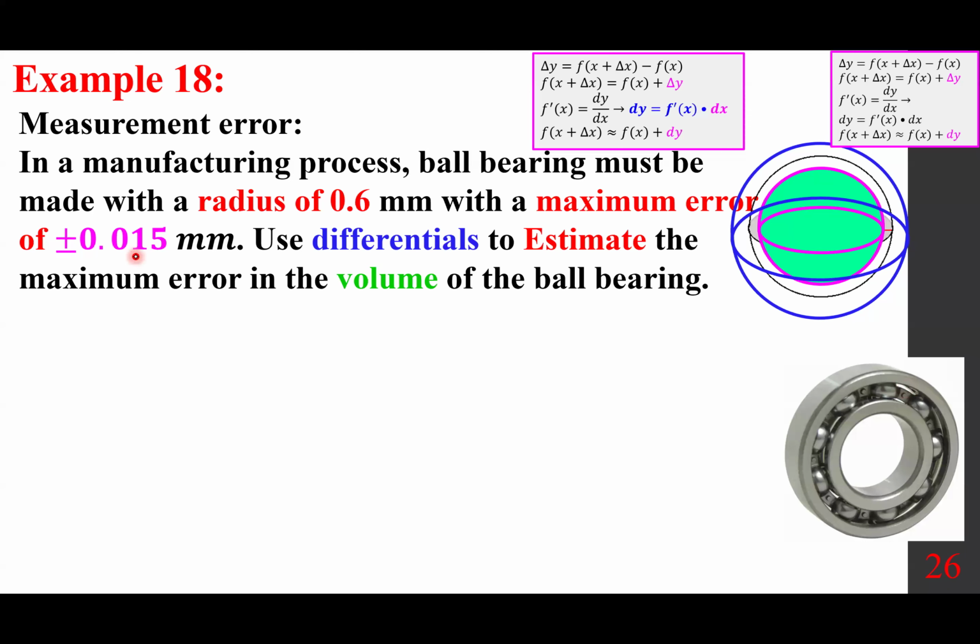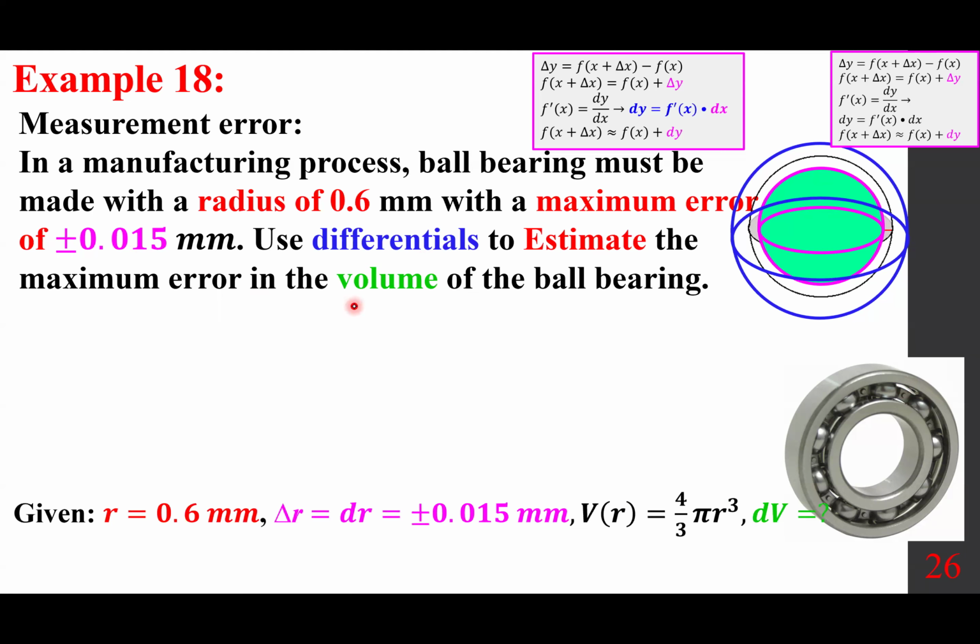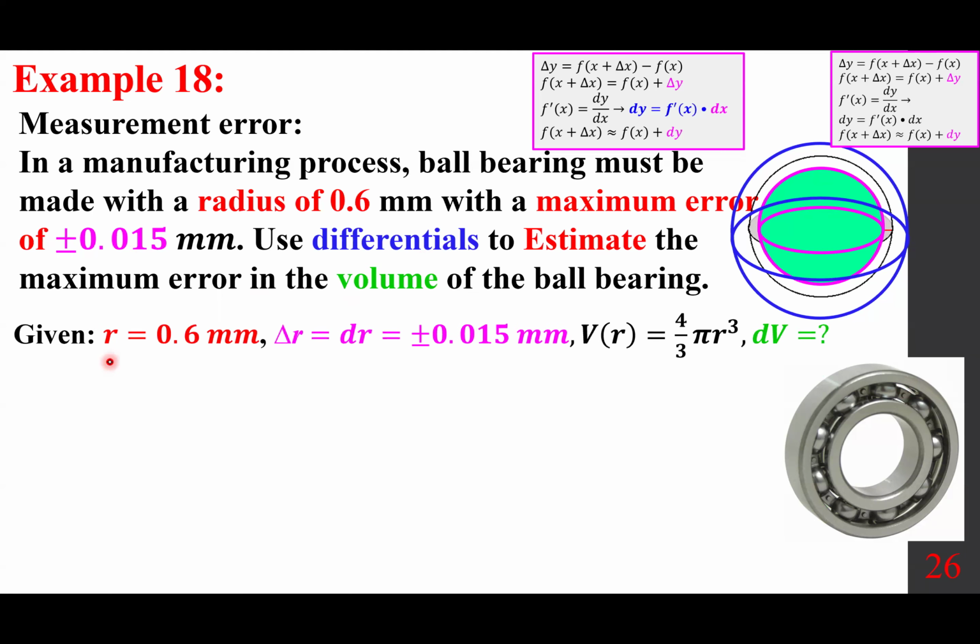So the radius is supposed to be 0.6. Delta R or dr is plus or minus 0.015 millimeters. We should know the volume is 4/3 pi r cubed, but we are estimating the maximum error in the volume. That means dV. So given R is 0.6 millimeters, dr is plus or minus 0.015 millimeters. The volume as a function of R is 4/3 pi r cubed. We want dV.